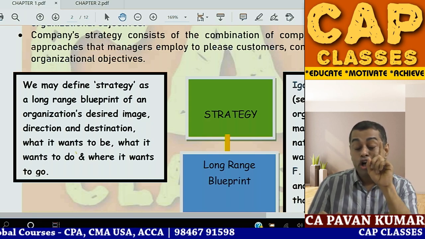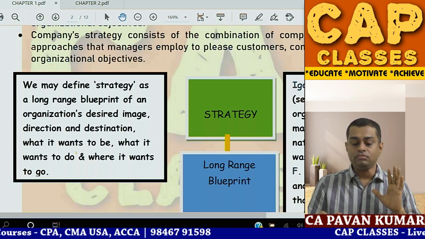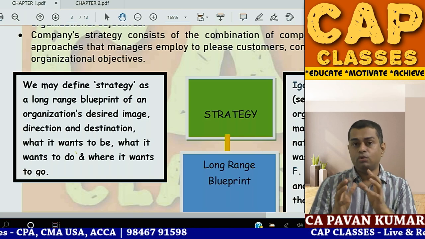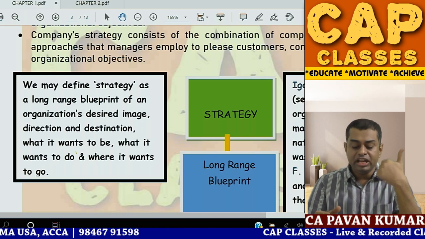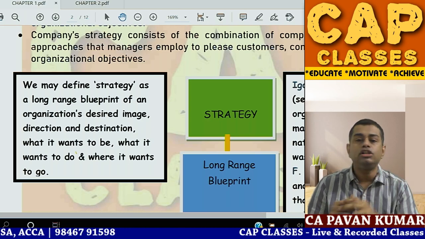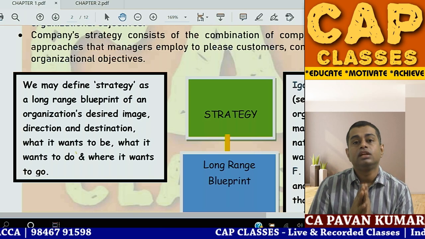desired image, what you want to be in future. Direction and destination. What is your direction? Where you want to go? What is your end? What it wants to be? What it wants to do? Where it wants to go? Simple. This is what strategy is.